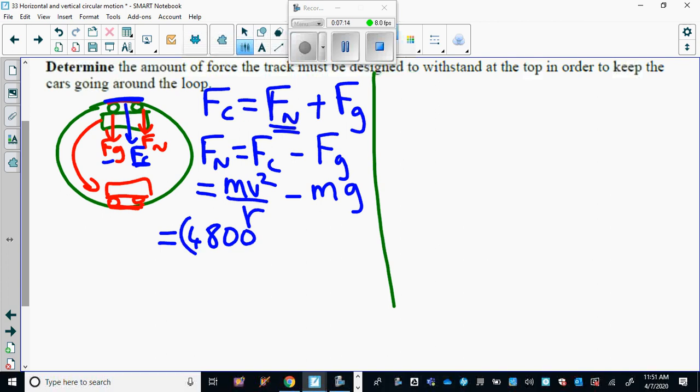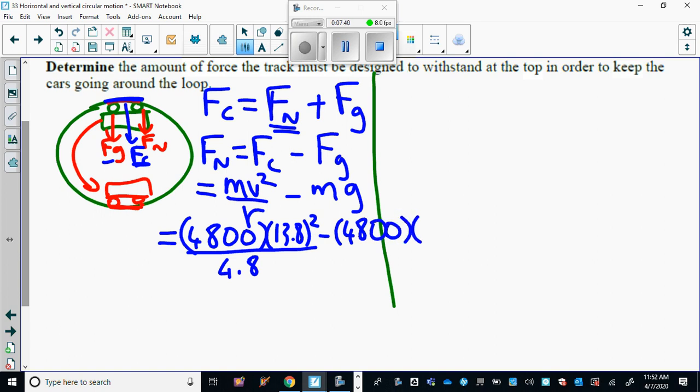4,800, what was the velocity? The velocity was 13.8 squared, divided by the radius, which is 4.8, minus the mass, times gravity.